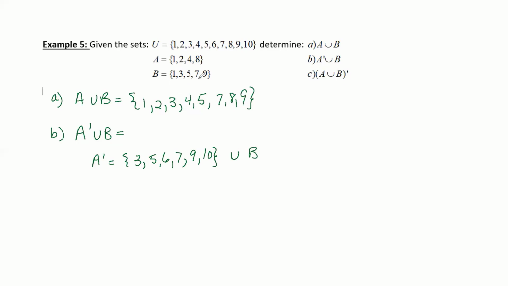So we're going to also add these numbers in if they're not already there. So A complement union B will include 1 because 1 is in B, but not 2. Yes, 3. Not 4 because it's not in here and it's not in B. Yes, 5, 6, 7 because it's right there. Not 8. Yes, 9. Yes, 10.